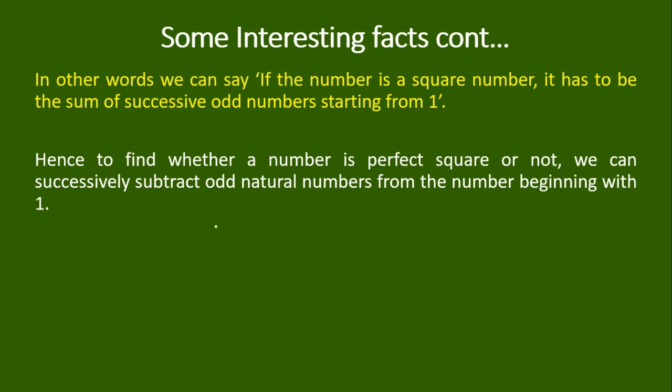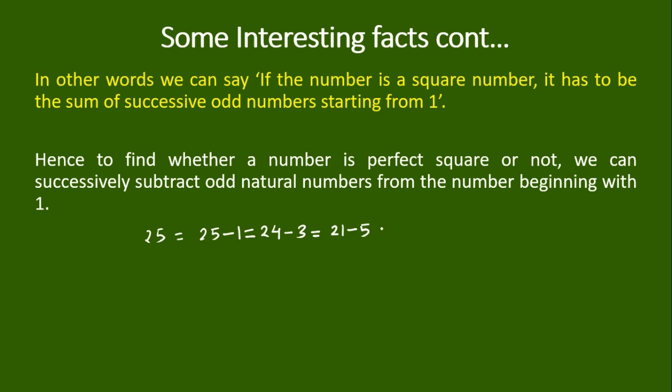Suppose we have the number 25. I want to see whether this number is a perfect square or not. We know that it's a perfect square number. Just to check whether it's a perfect square or not, I will subtract odd numbers from it, starting with the first odd number, that is 1. So 25 minus 1 is equal to 24. Then the next odd number is 3. So 24 minus 3 is equal to 21. Then minus the next odd number, 5.